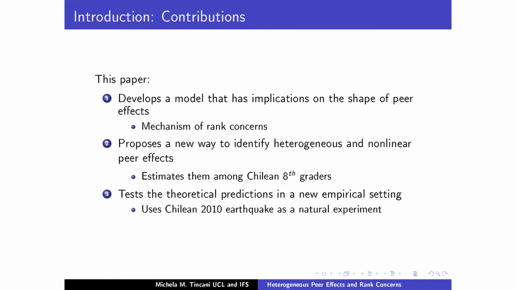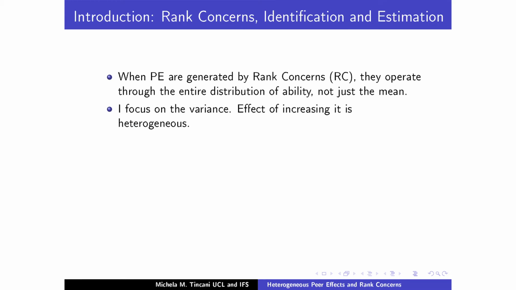Let me quickly give you an idea of why rank concerns might generate peer effects. When peer effects are generated by rank concerns, they operate through the entire ability distribution, not just the mean. Imagine that you care about your rank in a class. It really matters how much better than you the person next up in the ability distribution is. If they're similar to you, then you know that if you put in effort, you might surpass them. But if they're a lot better than you, then maybe you give up because it would be too costly to surpass them. This reasoning is true for everybody in the ability distribution, so it's the entire distribution that matters, not just the mean.